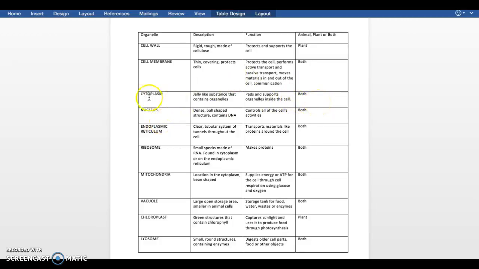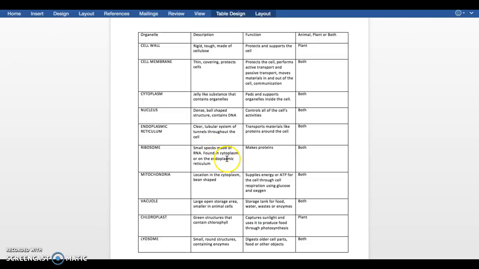The nucleus, this is something you definitely need to know. It's a ball-shaped structure and it contains the DNA. And this is like the brain of the cell. It controls all the cell's activities, and it's in both an animal and a plant cell. The endoplasmic reticulum is a clear tubular system, and it runs throughout the cells. They transport materials like proteins around the cell. They're in both plant and animal.